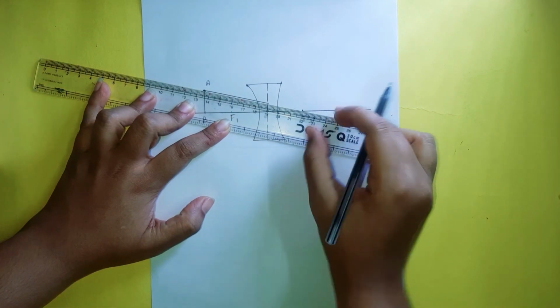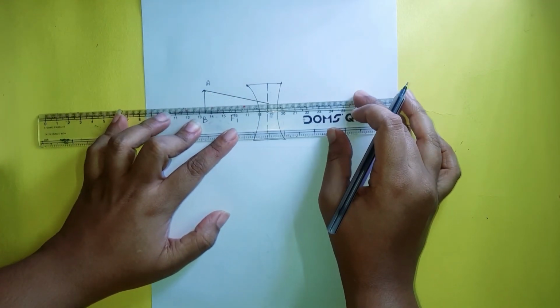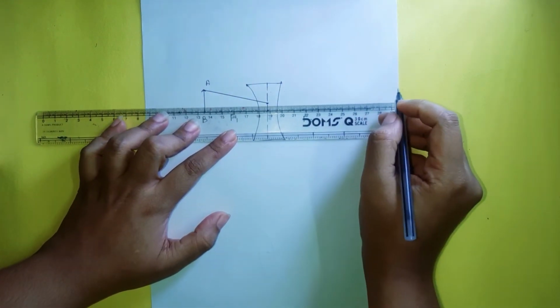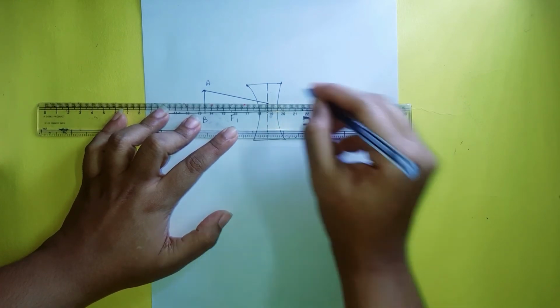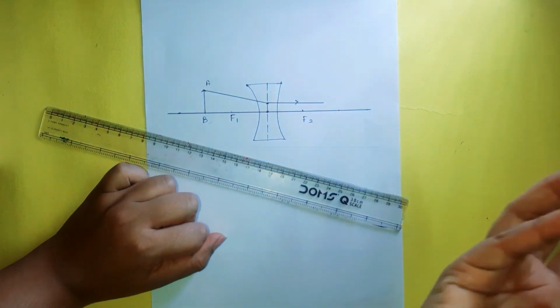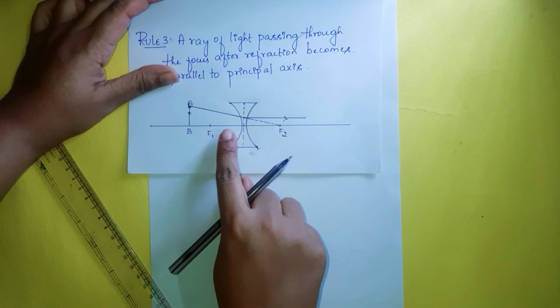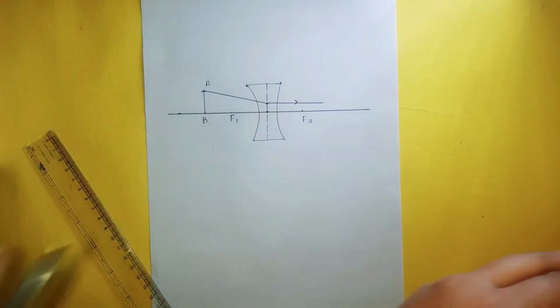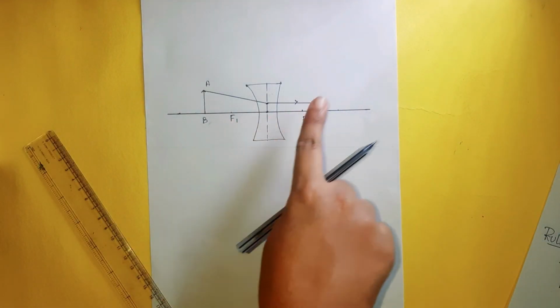And from this point, you can straight away draw a line which is parallel to the principal axis. So this is also right, and even the previous one was also right. You can draw either like this, or else if you are confused with that method, you can draw like this.